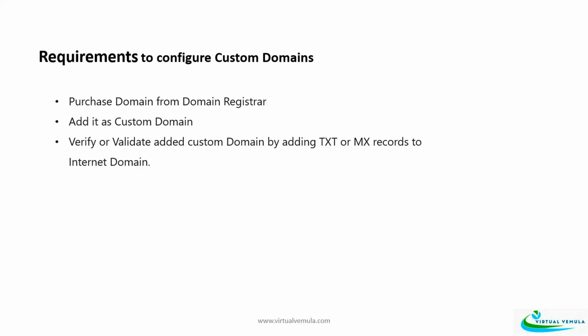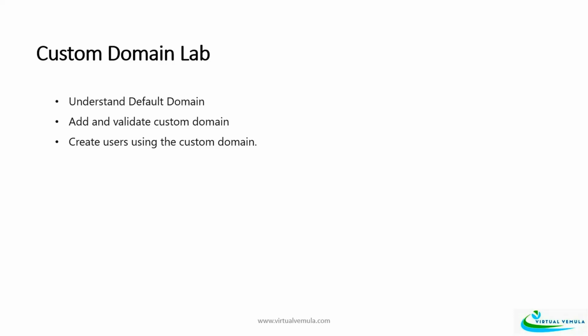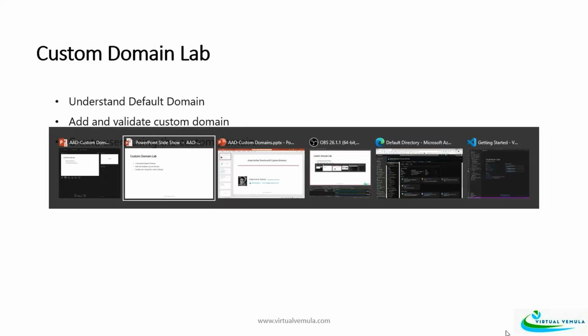Now let us quickly get into action. Let us see how this default domain looks, and let us also see how we add our own custom domains. Let us see how we add and validate custom domains, and then create users using the custom domains. These are the three things that we are going to look at in our lab. So without waiting further, let us get into our lab.